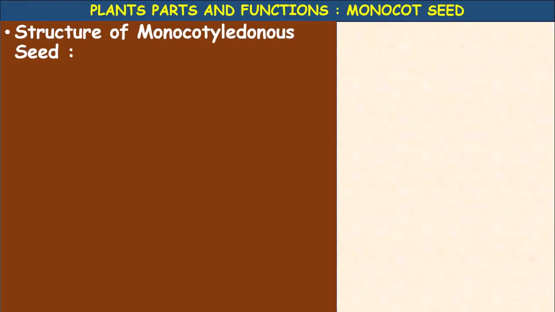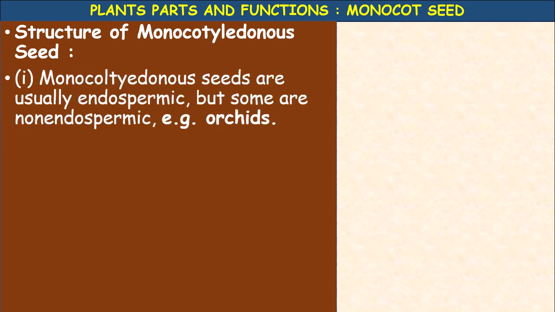Next, the structure of a monocot seed. The monocotyledonous seeds are usually endospermic, whereas among dicots, some are endospermic and some are non-endospermic. Most monocotyledonous seeds are endospermic, but some are non-endospermic also. For example, orchid seeds are non-endospermic.